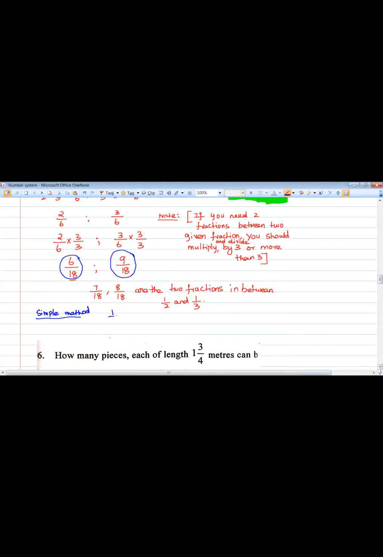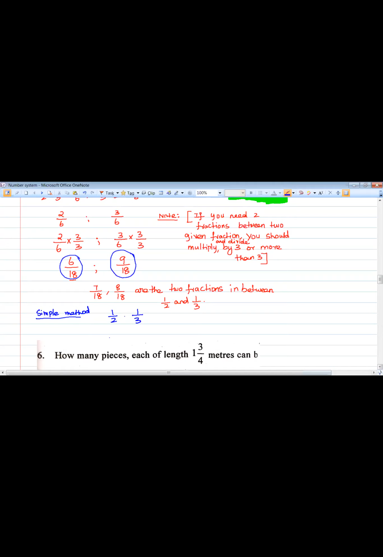What is the question? 1 by 2. What is the next question? 1 by 3. Okay. So now, which one is the smallest one? 1 by 2 or 1 by 3?